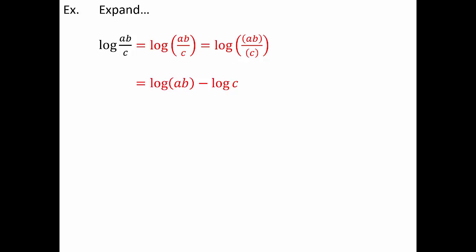So I'm going to keep expanding until I'm done. Log of AB, that's a product right there, so I'm going to expand that into addition, log of A plus log of B, but I'm not going to forget that that log of A plus log of B is still part of a bigger problem. Notice I'm going to keep those grouping symbols until I know I don't need them anymore. Log of AB becomes the quantity log of A plus log of B minus log C.